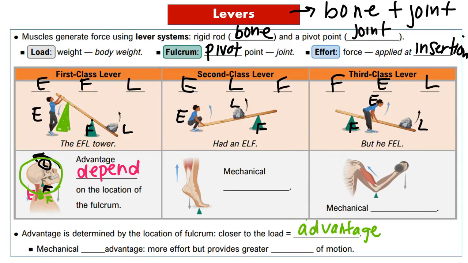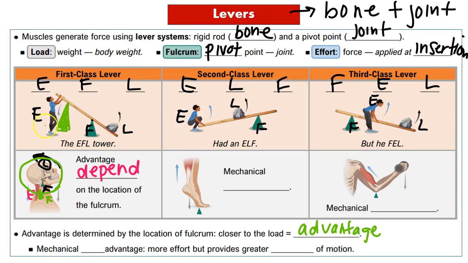So you can think of it multiple ways. You can say, okay, how close is my load to the fulcrum? Or how close is my effort, or insertion of the muscle, to the fulcrum? If my effort is closer to the fulcrum, disadvantage. If my effort is further away from the fulcrum, advantage. If my load is closer to the fulcrum, advantage. If my load is further away from the fulcrum, disadvantage.